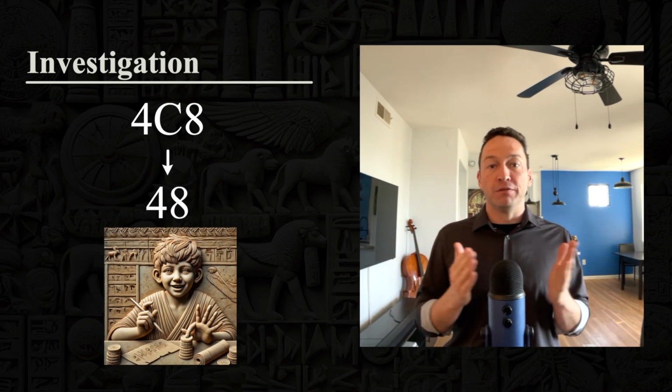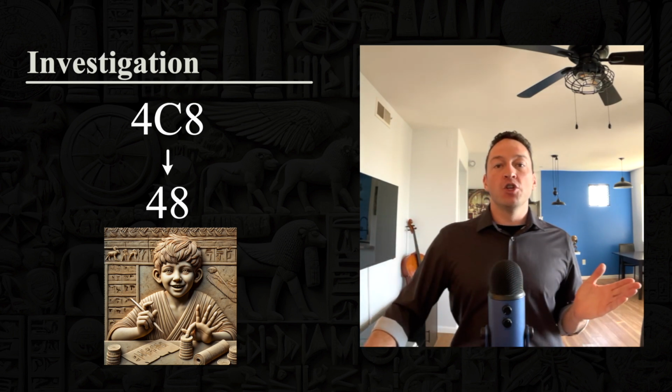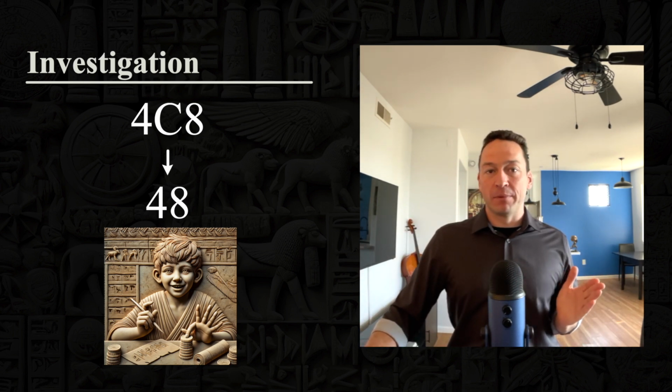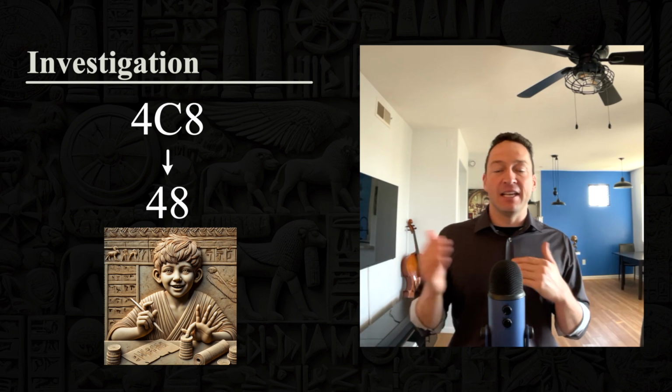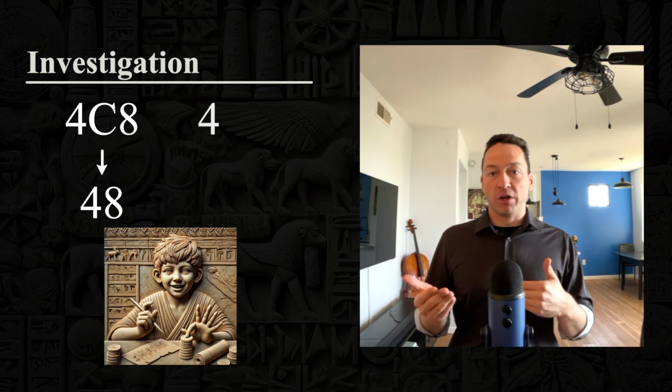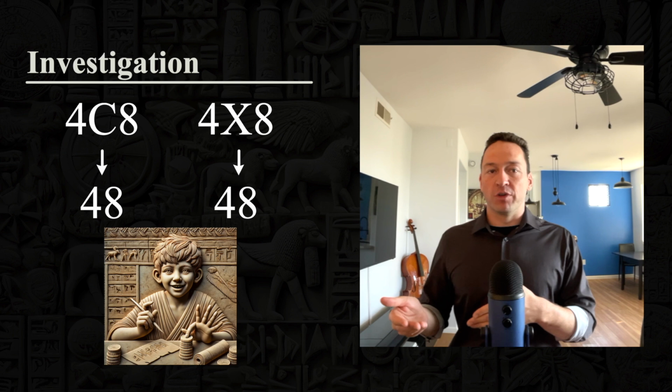There's no groups of 10 in this number. So there's no numeral in the second place, which represents tens. And that prevents him from seeing the difference between 4 tens and 8 and 4 hundreds and 8.